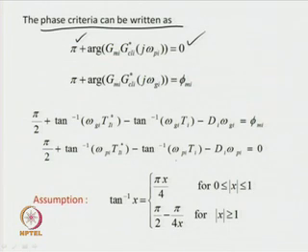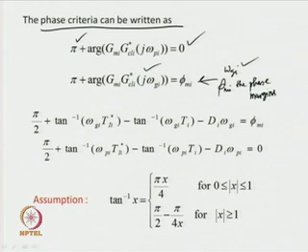Similarly, the phase margin condition gives us an expression: π plus the argument, the angle of the loop at the gain crossover frequency ω_gi, is equal to the phase margin. So, ω_gi is the gain crossover frequency and φ_mi represents the phase margin of the loops.